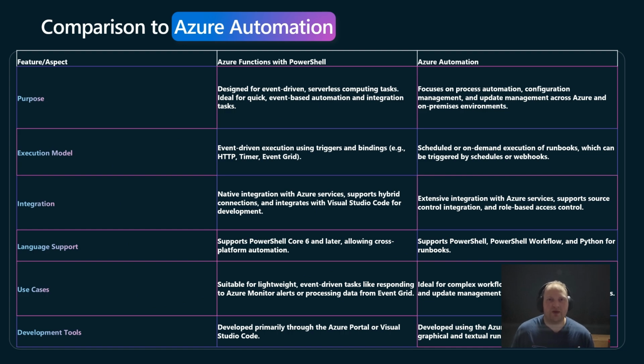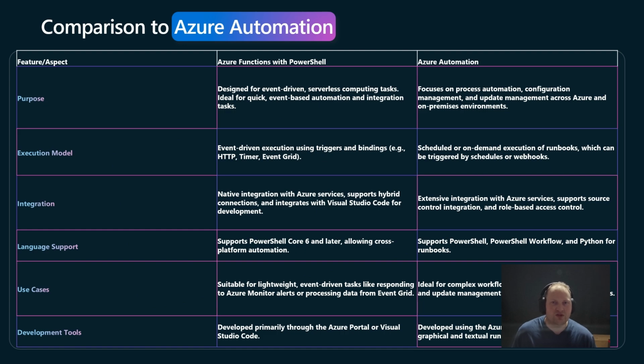So we're going to dive into a comparison between Azure Functions with PowerShell and Azure Automation with PowerShell runbooks. Both of these tools are powerful in their own right, offering distinct advantages depending on the task at hand. Let's start by discussing the purposes of each. Azure Functions with PowerShell is designed for event-driven serverless computing tasks. It excels in handling quick, event-based automation, such as responding to Azure Monitor alerts or processing data from Event Grid. On the other hand, Azure Automation focuses on process automation, configuration management, and update management across Azure and on-premises environments. This makes it ideal for those more management-type workflows.